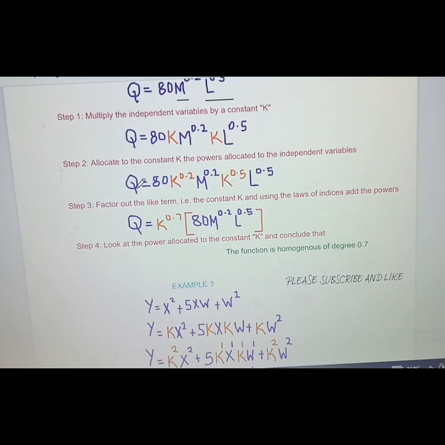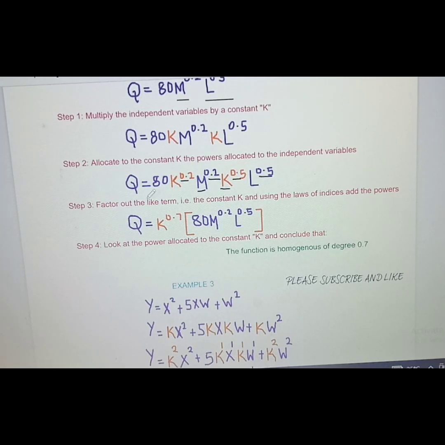So in our case, we have q is equal to 80, k we are allocating 0.2 because the independent variable m is raised to power 0.2, and this other constant k, we are allocating it power 0.5, because the independent variable L is also raised to power 0.5.